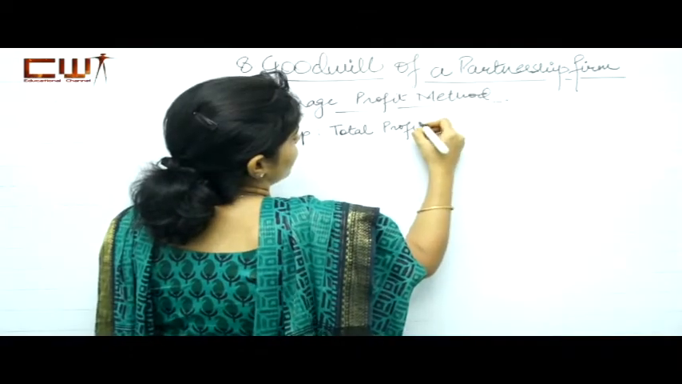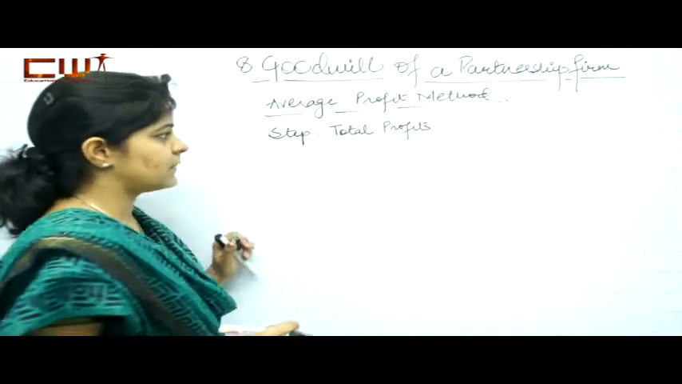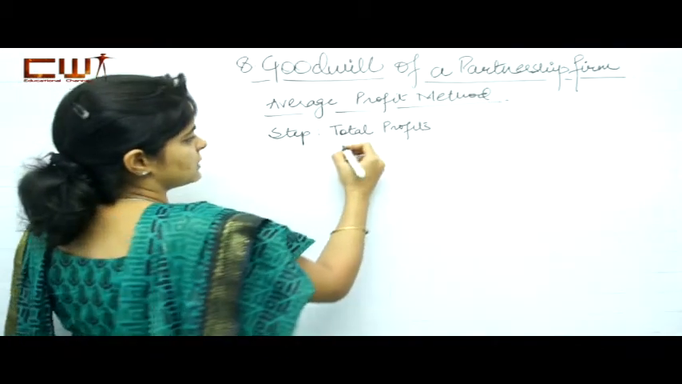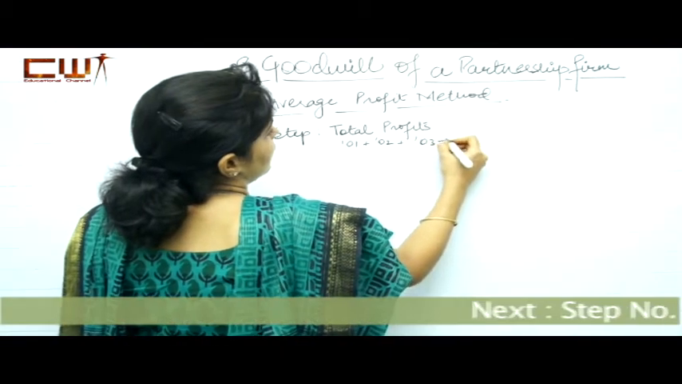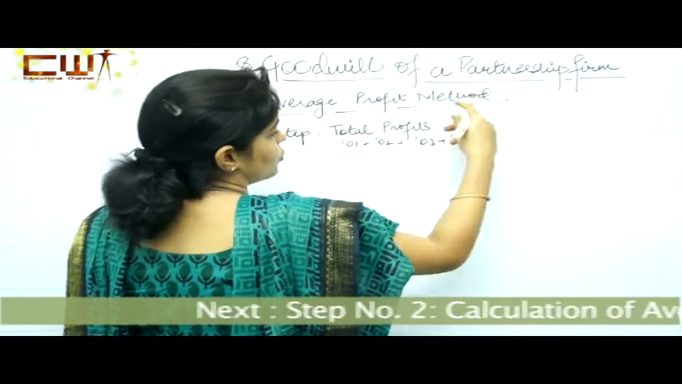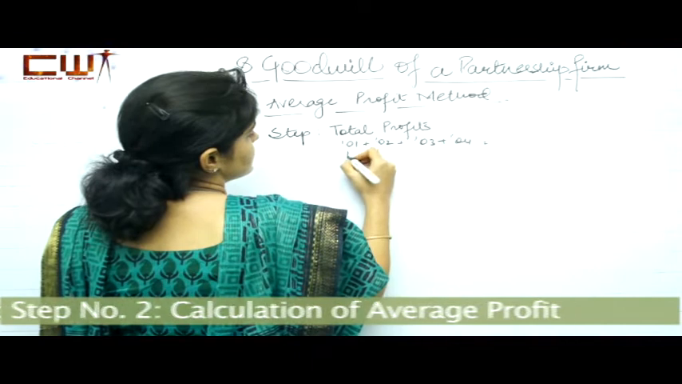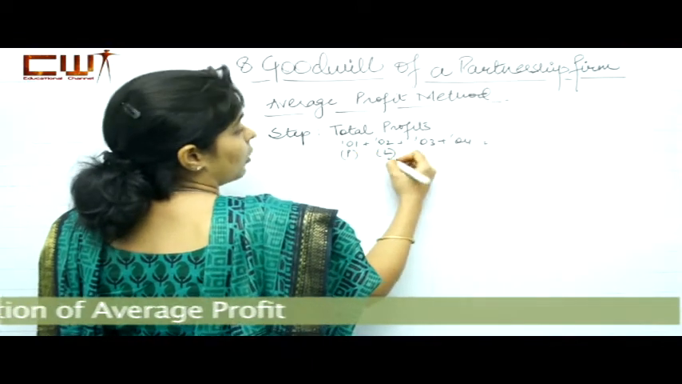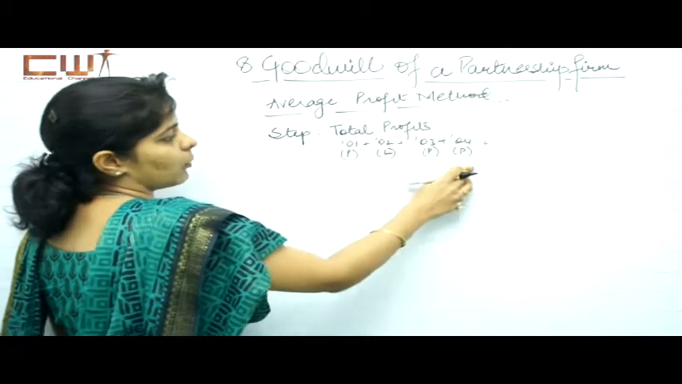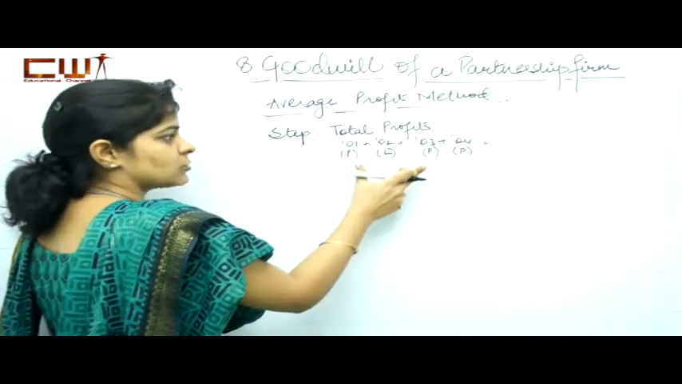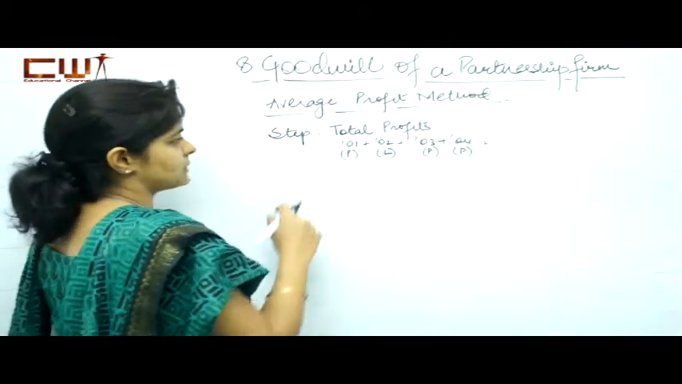See, you have the profits given to you for different years. Suppose you have profits for 2001, 2002, 2003, 2004. So you have total profits. For one, this is profit. This is, suppose, loss for one year. So you add up all the profits and you subtract the loss. So this is how you calculate total profits, right?